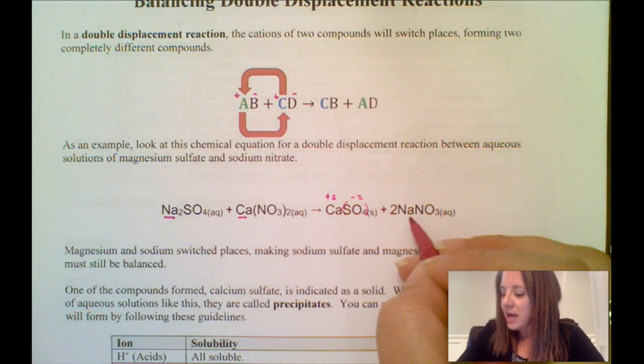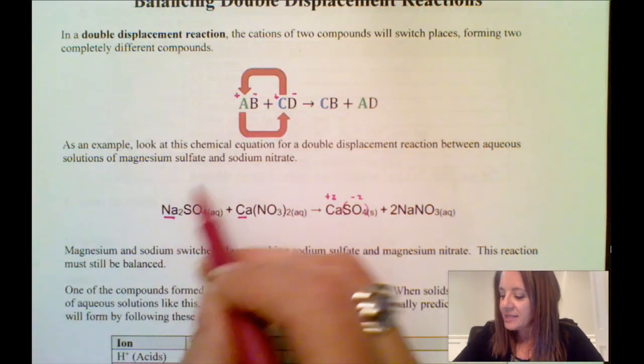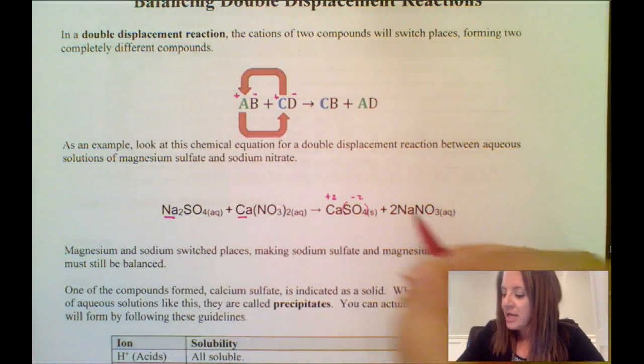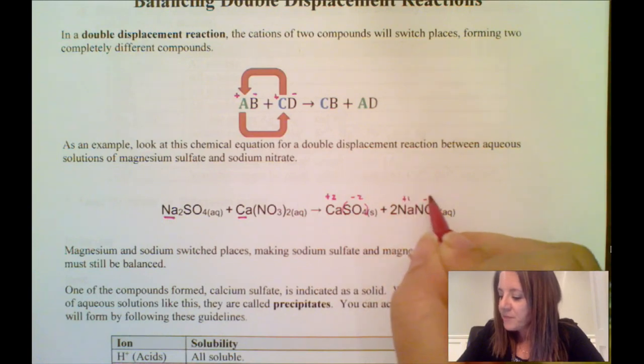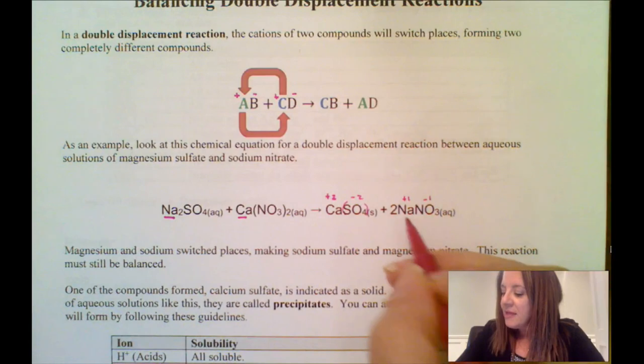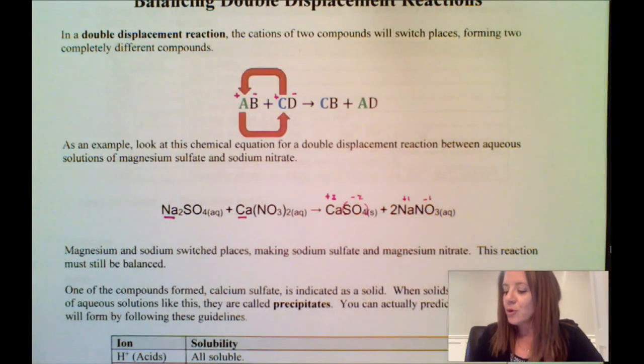And then we also get sodium nitrate. So the Na takes the place of the Ca, and there you have sodium nitrate. Each has a valence of 1. Nitrate is a -1, sodium is a +1, and crisscross. Then we have to balance in order to make sure that we have equal number of atoms on either side and also the same type of atoms.